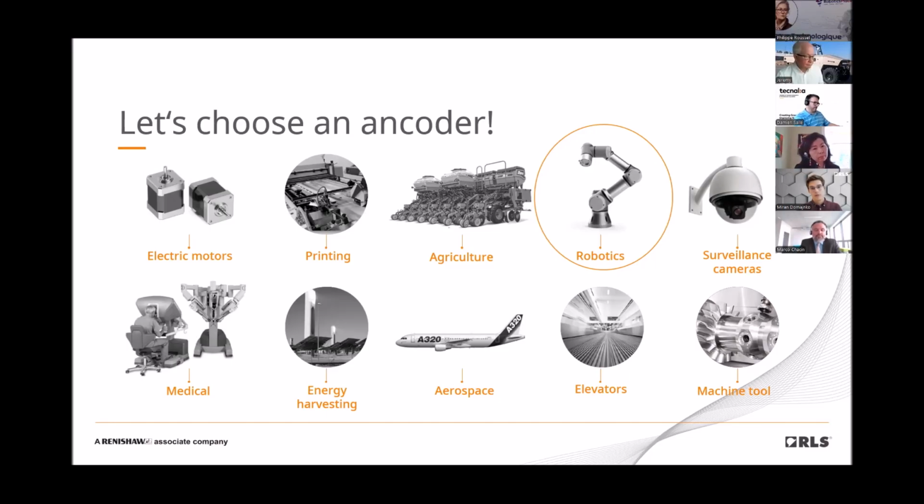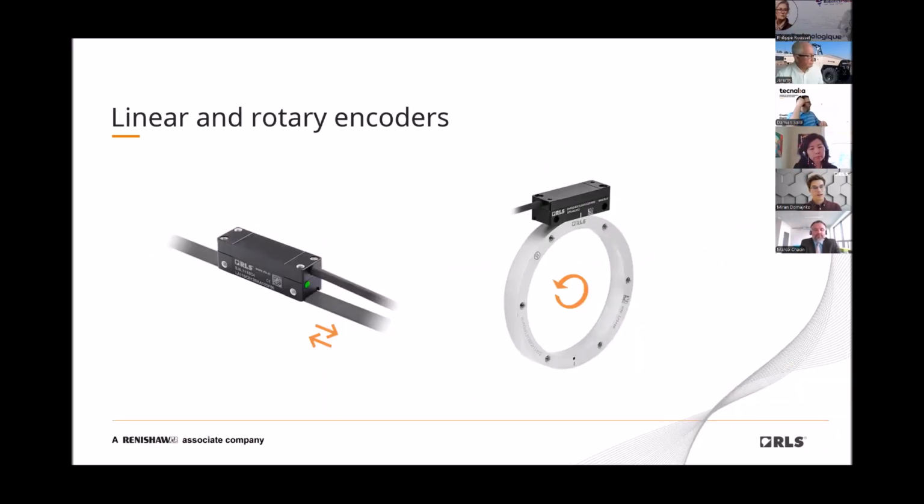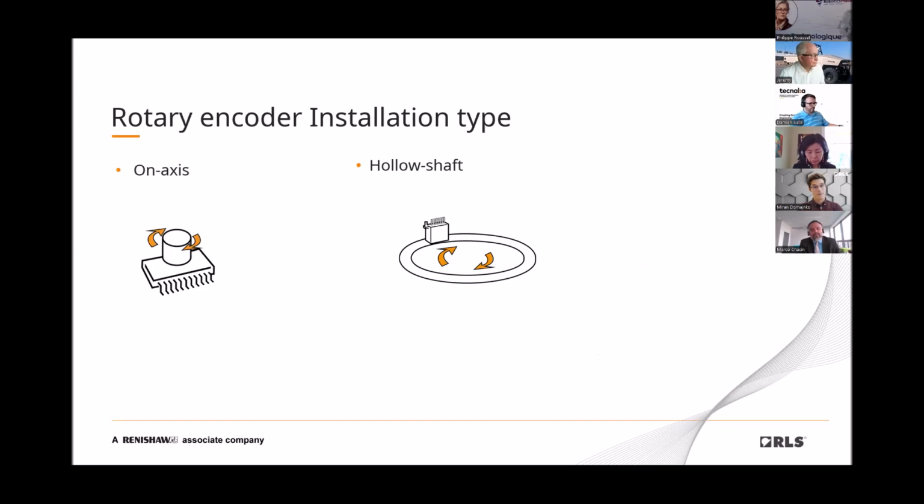So first thing that comes to mind, we're not building a 3D printer to have some linear movement that we need to measure. We have joints of the robot which will rotate. So first thing we'll choose is, okay, we need a rotary encoder. Then the next step, we have two types of rotary encoders. We have the on-axis and the hollow shaft one.